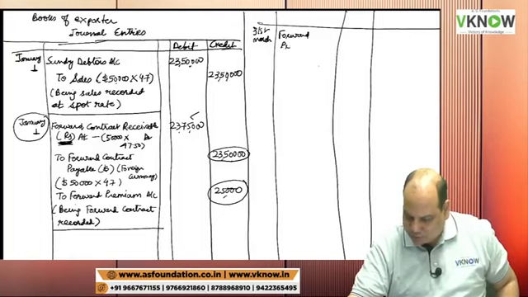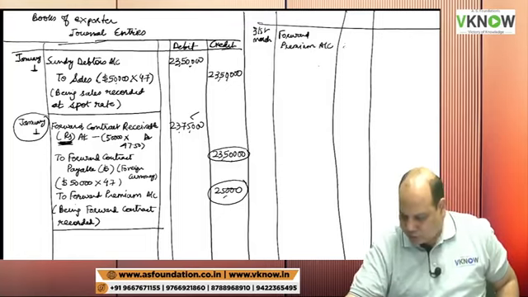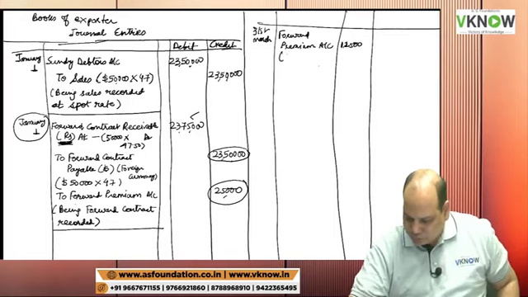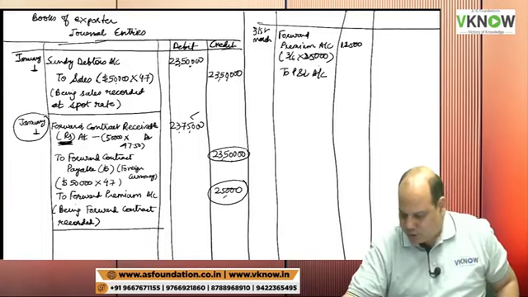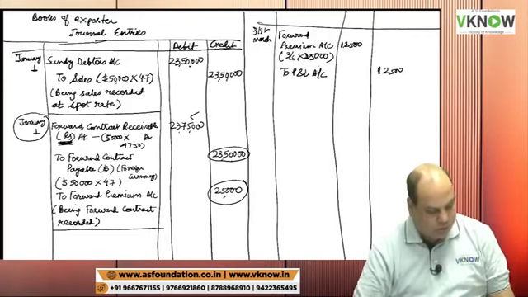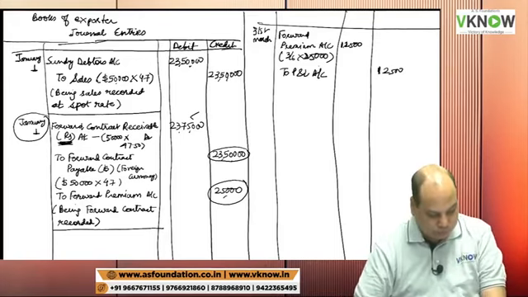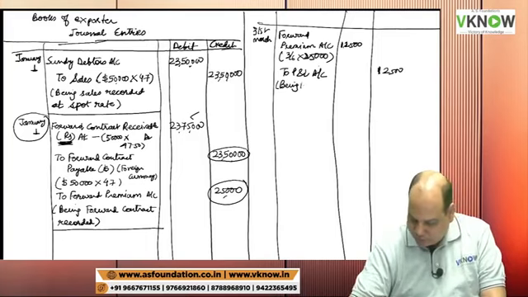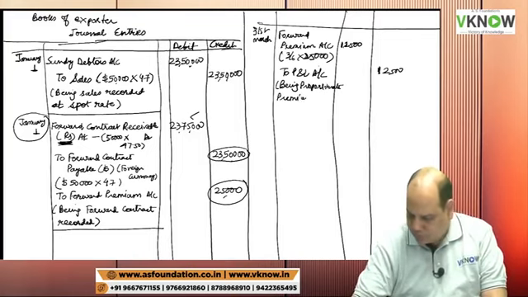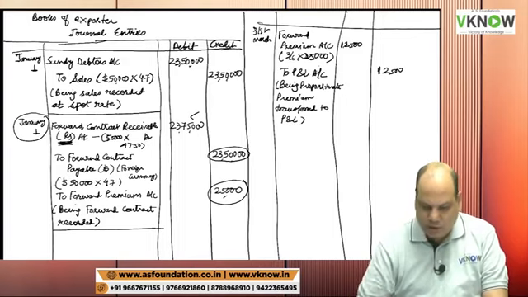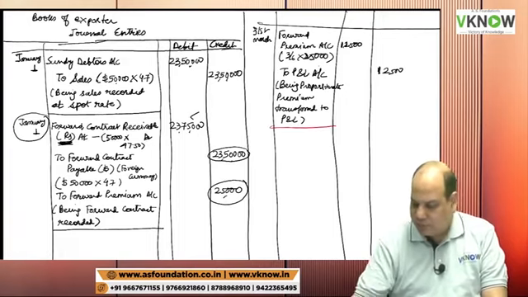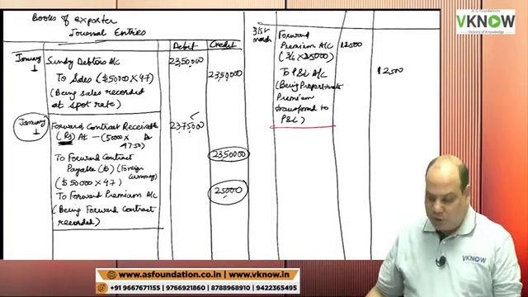forward premium account debit 12,500, that is 3 by 6 into 25,000. This is called pro rata allocation to P&L account, to P&L account 12,500, being proportionate premium transferred to P&L account.